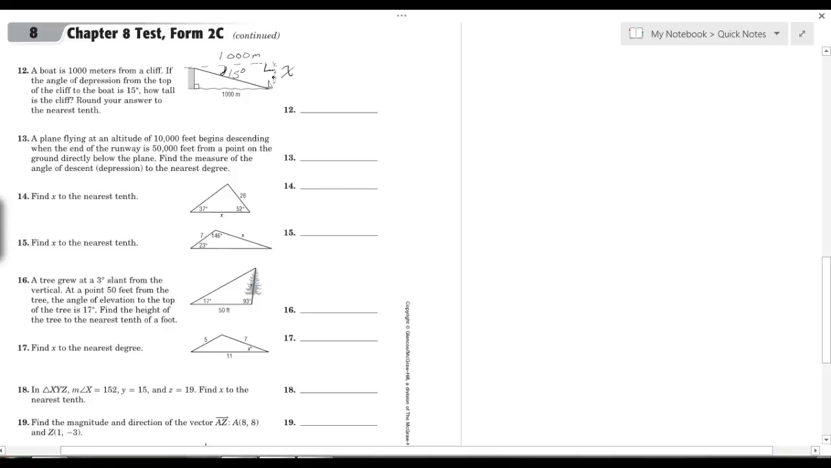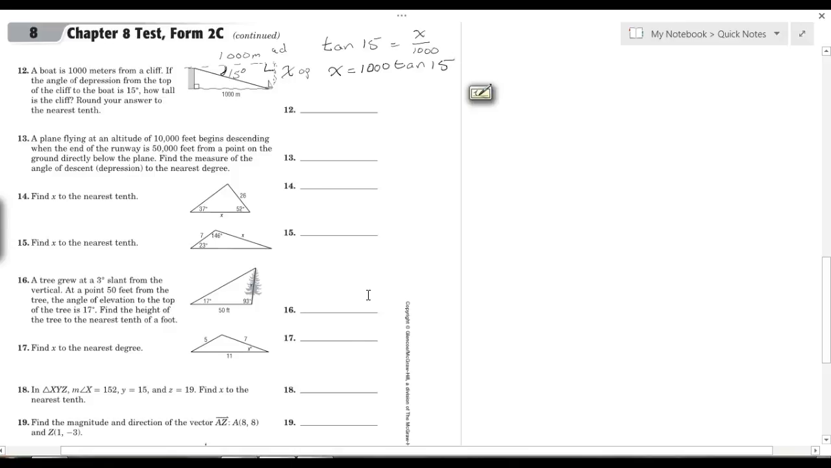We have a right triangle. This is our angle, and again, if we're going to use our trigonometric functions, we have the opposite side and we have the adjacent side. So once again, we're using tangent. So tangent of 15 degrees equals my opposite over my adjacent. So the altitude then is going to equal, or the height of the cliff is going to equal x, which is 1,000 times the tangent of 15.